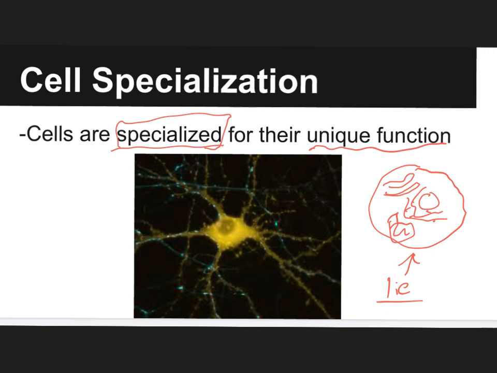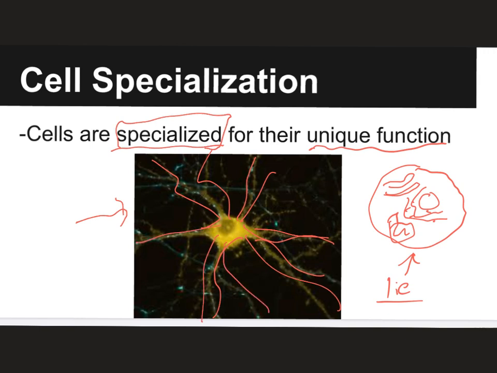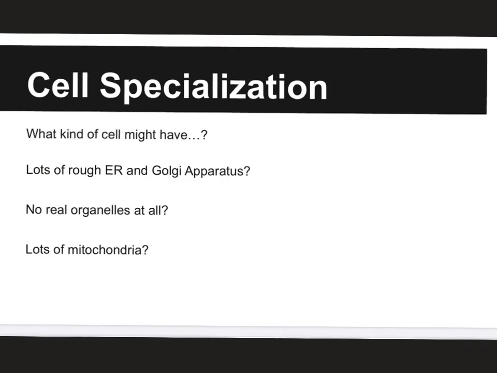Cells have jobs, and different jobs require different organelles and different shapes. For example, this cell right here is a nerve cell, and you can see that rather than being shaped like a circle, it's this crazy branching star thing. This is still very much a cell, but it's not this cell.